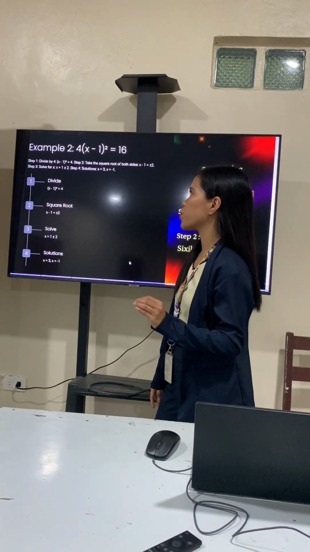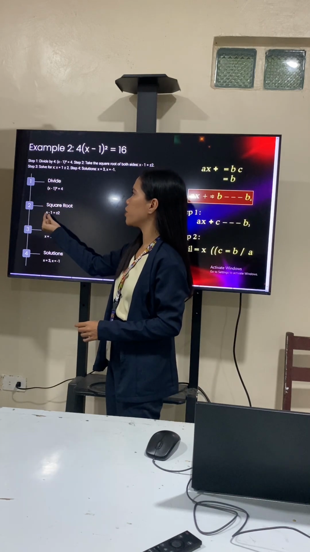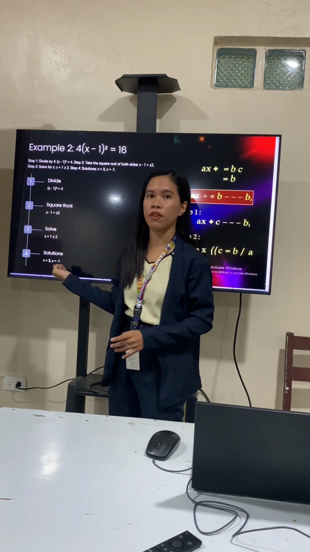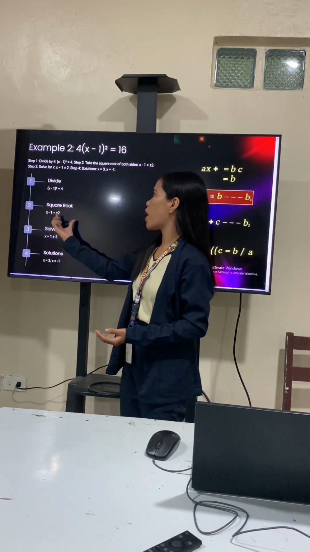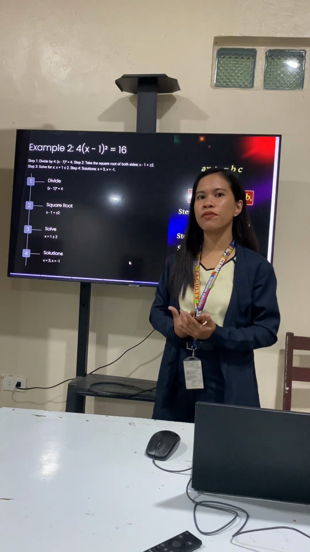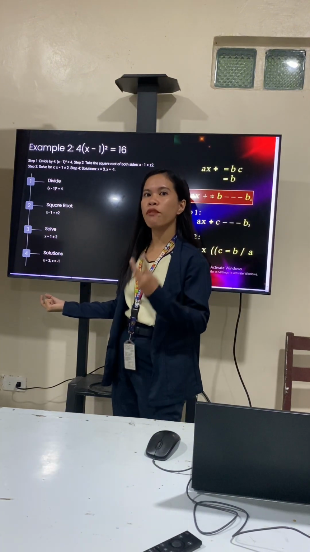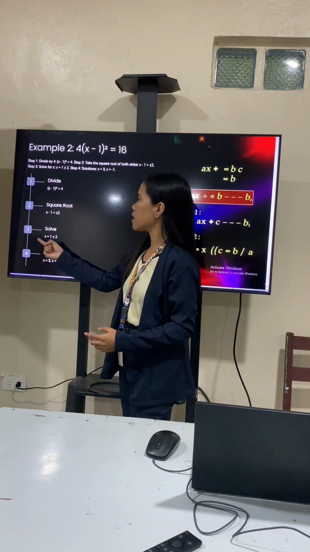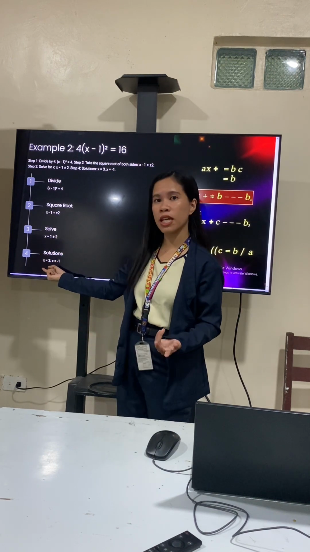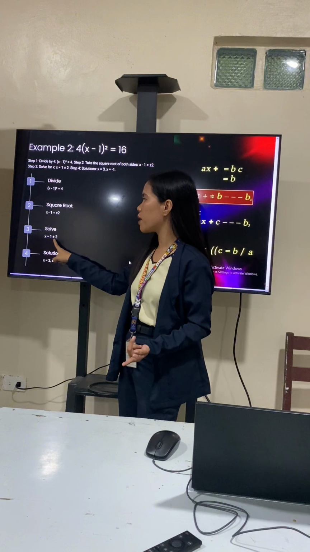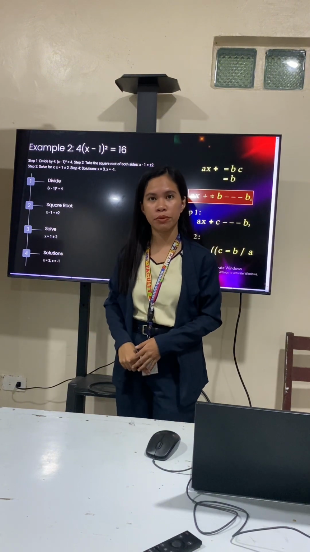Now let's proceed to square root. We're going to square root both sides. That will give us x minus 1 is equal to positive and negative 2. Again, the square root of 4 is positive and negative 2. So we can have 2 answers here, 2 real roots. That is x is equal to 1 plus 2, that is 3, and x is equal to 1 minus 2, that is negative 1.